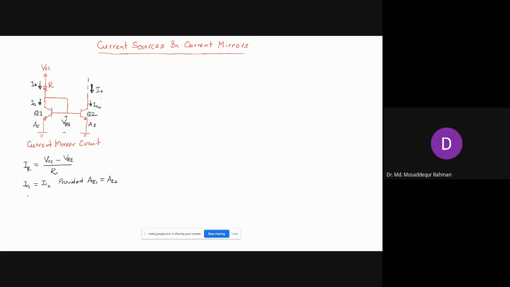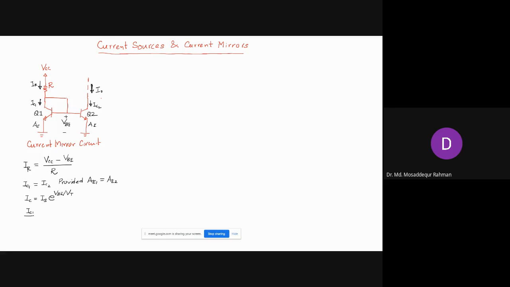As we also mentioned in the last class, the collector current depends on the saturation current IS and the base-to-emitter voltage VBE, divided by VT. Since these two bases are tied together, they have the same VBE. So as long as they have the same IS, the IC will be the same, and IS will be the same if the cross-sectional area is the same.